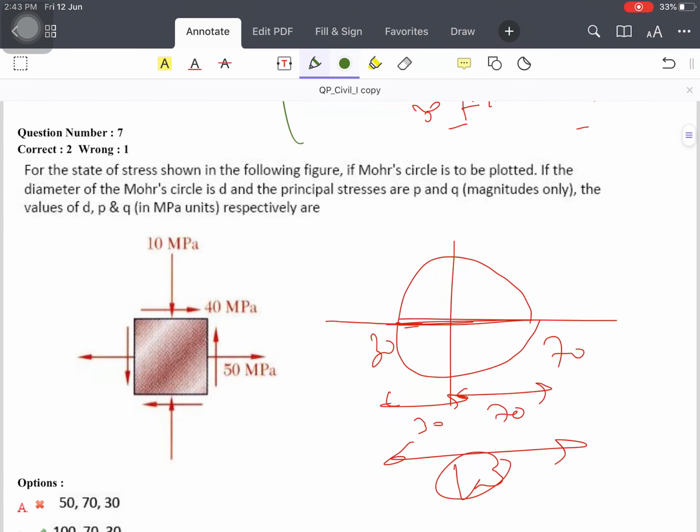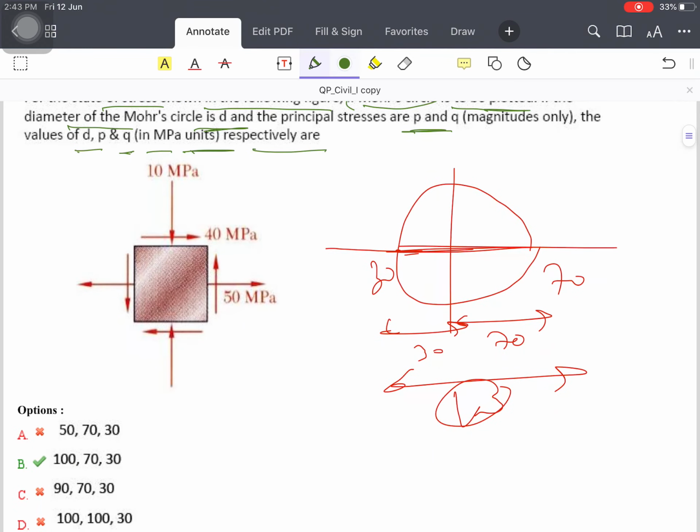Question 7. For the state of stress shown in the following figure, if Mohr's circle is to be plotted, if the diameter of the Mohr's circle is D and the principal stresses are P and Q, the values of D, P and Q in megapascal units respectively are, so this is 70, calculated from the previous question, 70 and 30. So diameter is total 70 plus 30, 100, and P is 70, Q is 30.